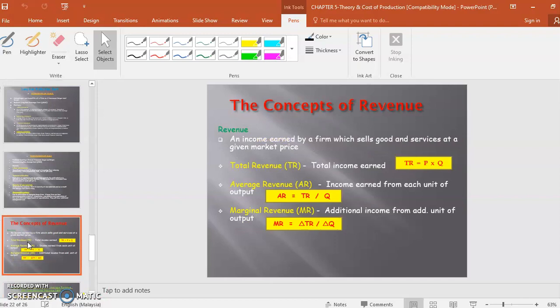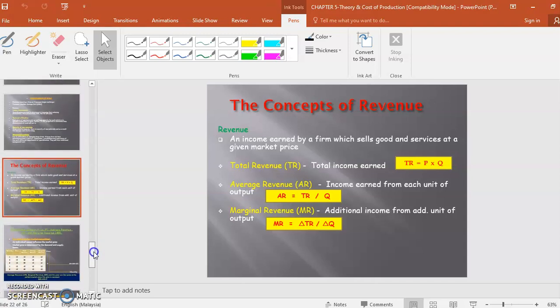Okay, so this is the concept of revenue. Okay, so ini sebenarnya revenue bila kita guna dalam chapter 7, next chapter lah, market structure, chapter 6 lah kan. Okay, tak apalah, kita tengok dulu. So what is, okay, so apa dia revenue? Income earned by a firm which sells goods and services at a given market price. Okay, income yang firm dapat bila jual barang lah pada harga tertentu.